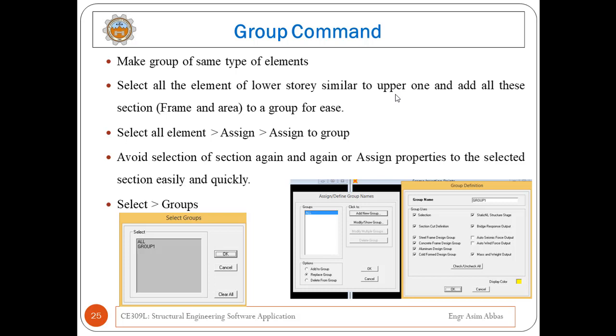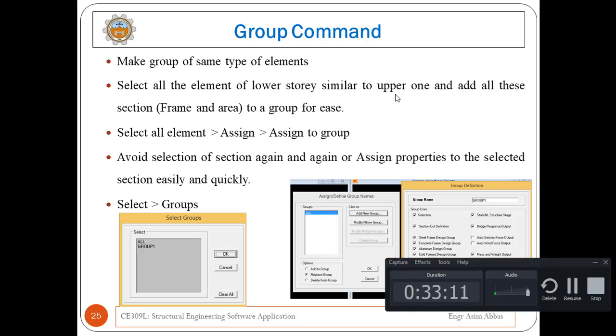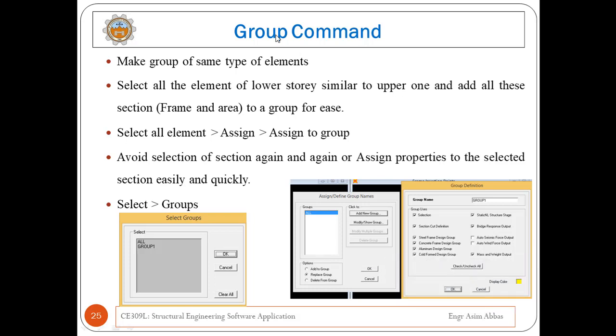Okay, in order to create a group, first of all select all the members you want to assign to a group, then go to Assign, then Assign to Group. When you click on Assign to Group, this window will appear, and then you will create a new group, and then add different members to this particular group.